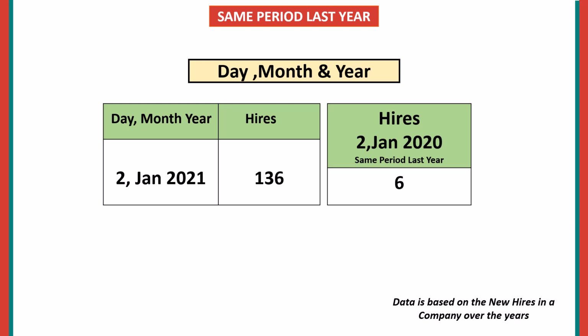So if you see from this, same period last year gives us the data for the same period for the last year based on what we have put in our visual. This was an introductory look into same period last year. Let us go to Power BI and have a better understanding of this function.